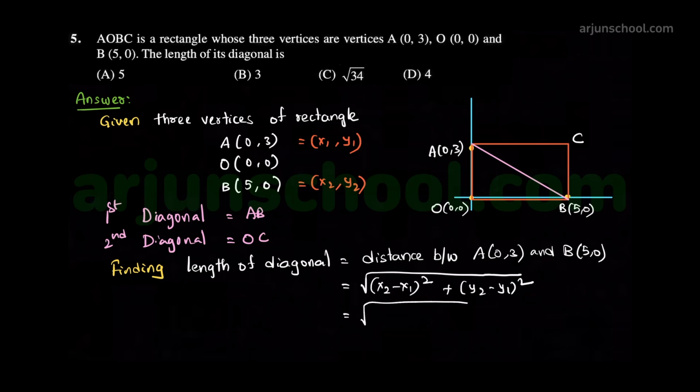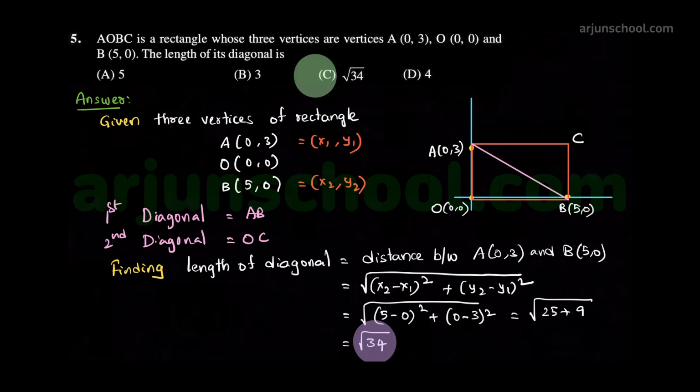That is equal to root over (x2 is 5 minus x1 is 0) whole square plus (y2 is 0 minus y1 is 3) whole square. That is equal to root over 5 square is 25 and minus 3 whole square is 9. Root over 25 plus 9 is root over 34. From the given options, option C is the right answer.